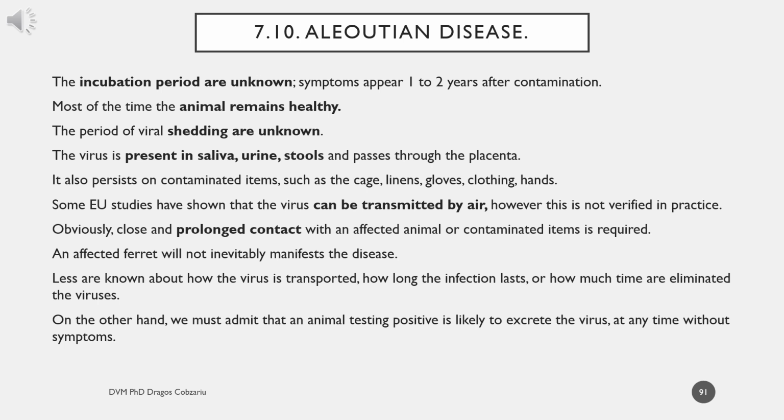Most of the time the animal remains healthy. The period of viral shedding is unknown. The virus is present in saliva, urine, stools and passes through the placenta. It also persists on contaminated items, such as the cage, linens, gloves, clothing, hands. Some EU studies have shown that the virus can be transmitted by air, however this is not verified in practice. Obviously, close and prolonged contact with an affected animal or contaminated items is required.